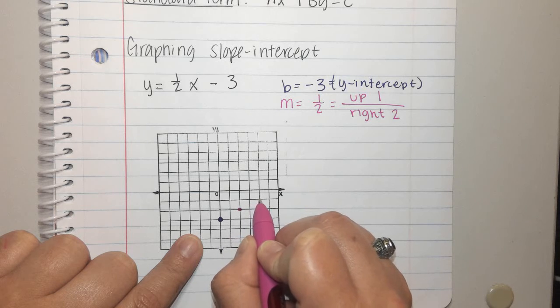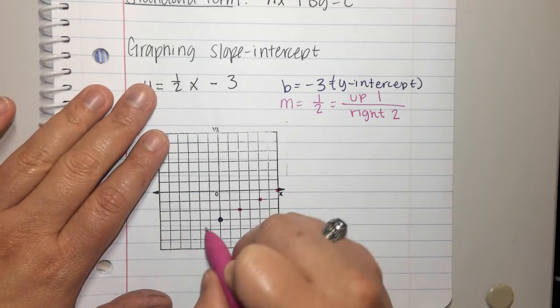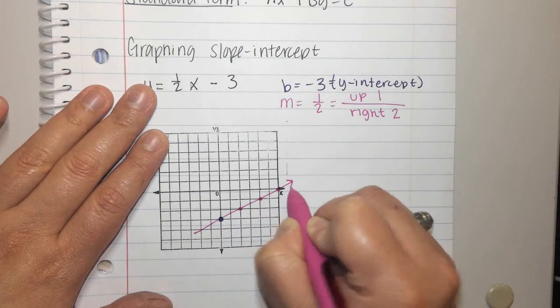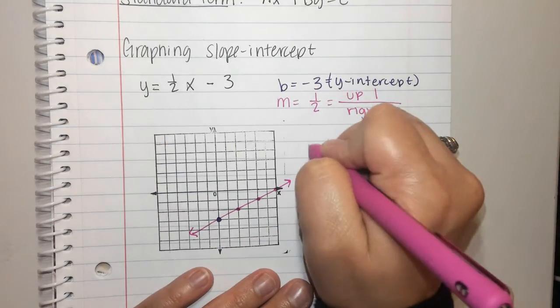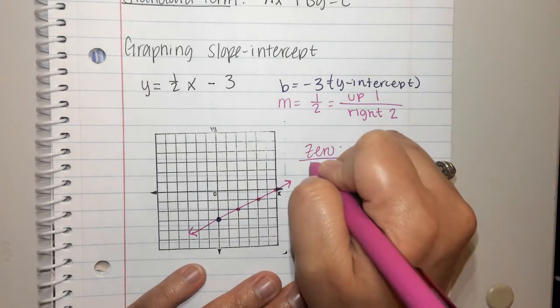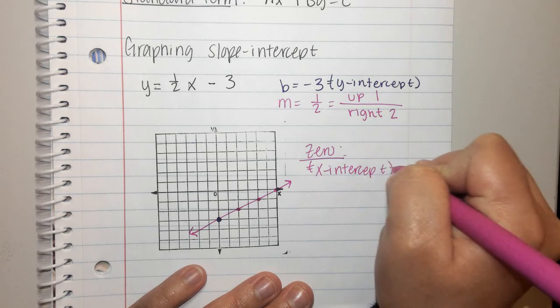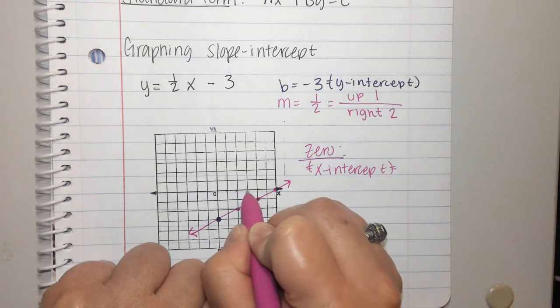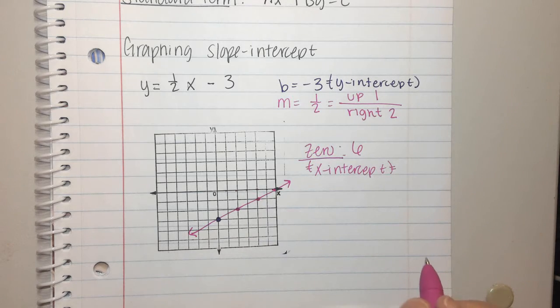So you're going to go up 1, over 2, plot a point. Up 1, over 2, plot a point. Up 1, over 2, plot a point. And then you got enough points to make a line. Okay? And the 0 of the graph, the 0 is your x-intercept. That is a vocabulary word that you have to know. The 0 here is 1, 2, 3, 4, 5, 6. That's your 0 right there.